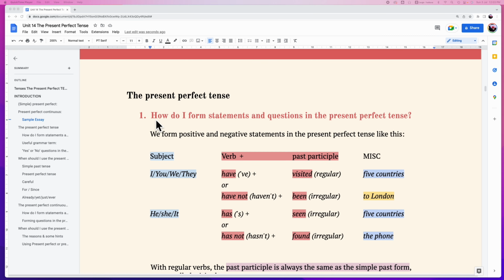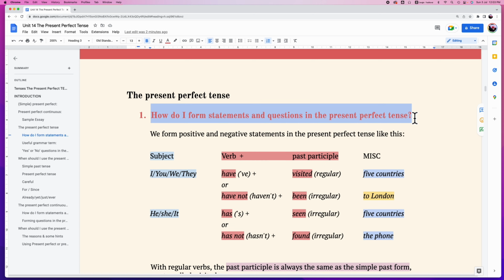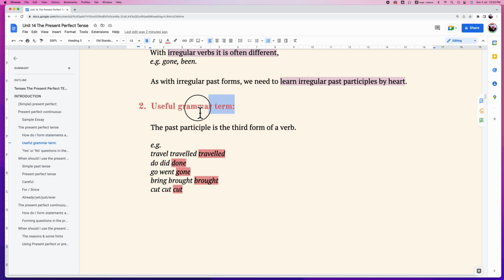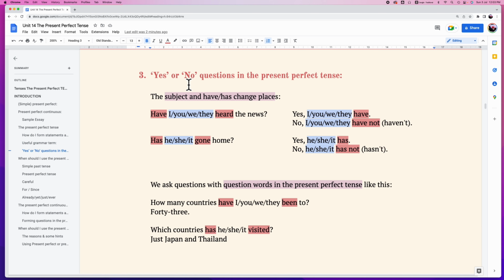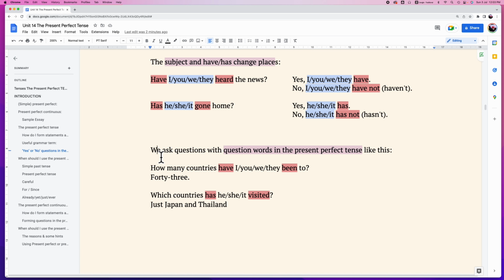The first area: how do I form statements and questions in present perfect tense? Second, useful grammar terms. And the third one, yes or no questions in the present perfect tense, and questions with question words in present perfect tense.